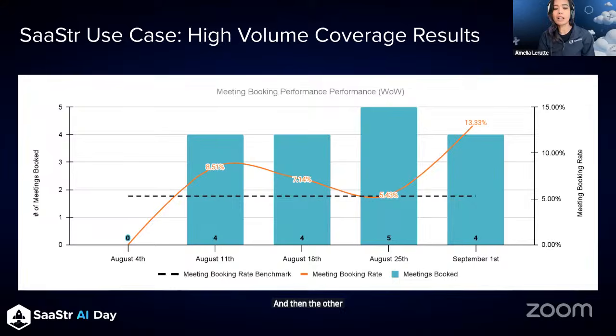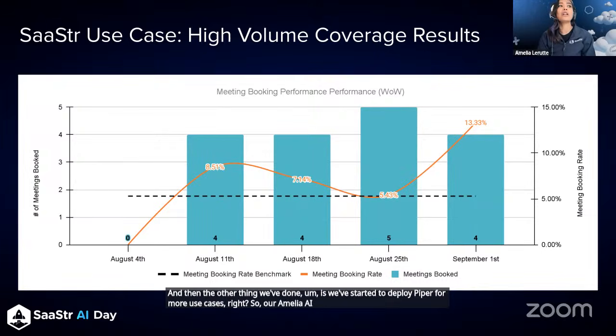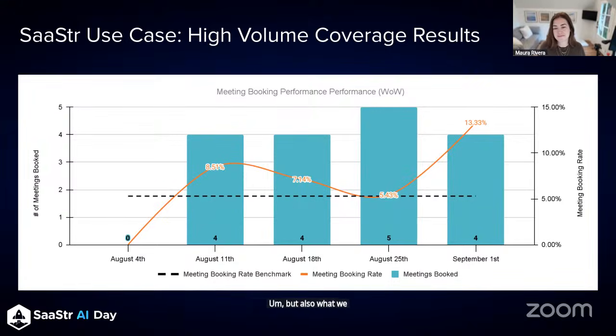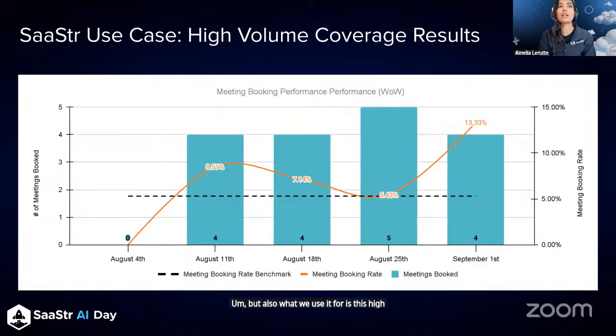And then the other thing we've done is we've started to deploy Piper for more use cases. So our Amelia AI now will do other things. Yes, it's doing inbound. You can talk to it right now. You can talk to it on SaaStr London, on SaaStr Annual, and on specific pages of SaaStr.com. I talk to it all the time because I try to use it more in a co-pilot mode. But what we also use it for is this high volume coverage of warm inbound.